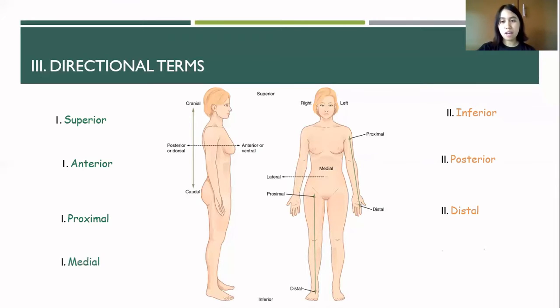Then last but not the least, we have the medial and the lateral. Medial, in its word mid, means it is at the middle of the structure of the body. Lateral is farther from the midline of the body. For example, your heart is medial to the arm because the heart is at the middle and the arm is farther away from your heart. Vice versa, your arm is lateral to the heart because the arm is away from the midline.